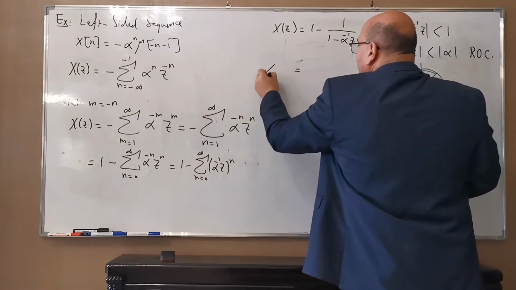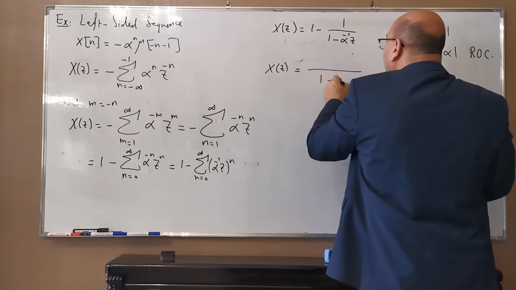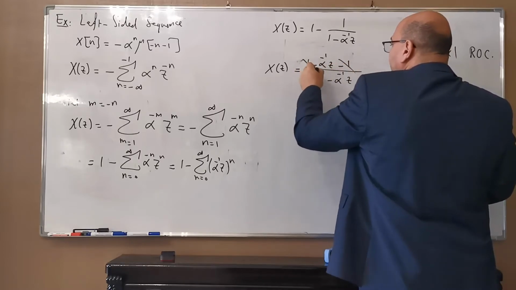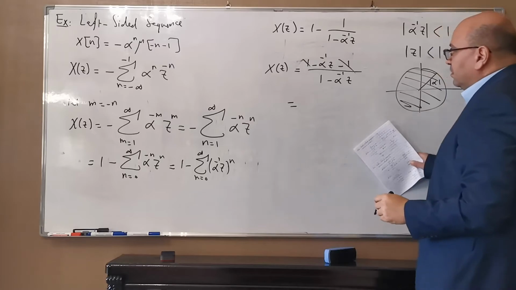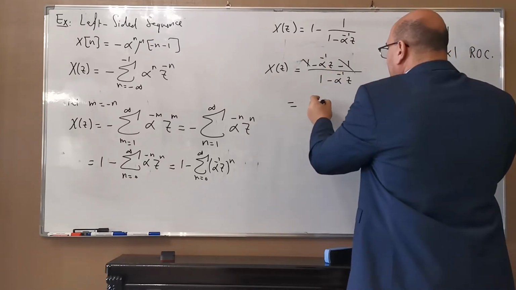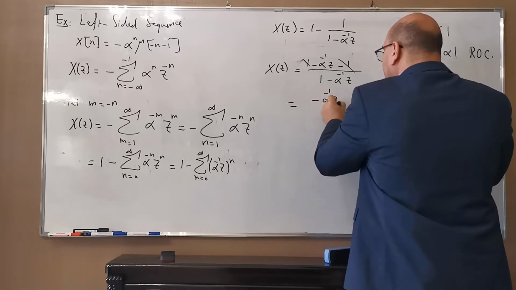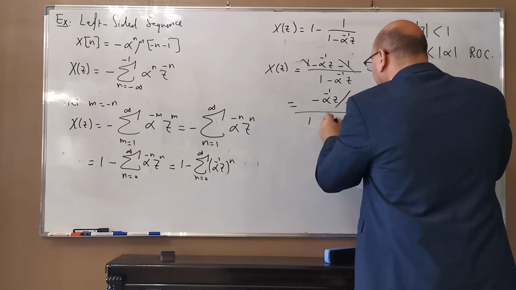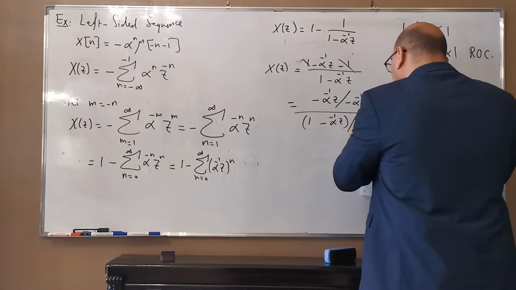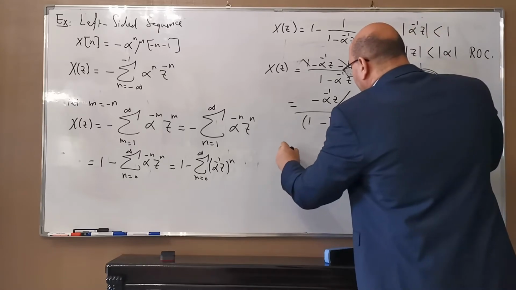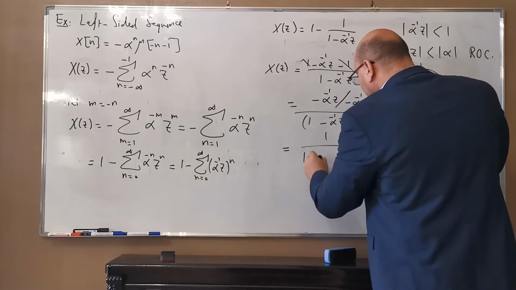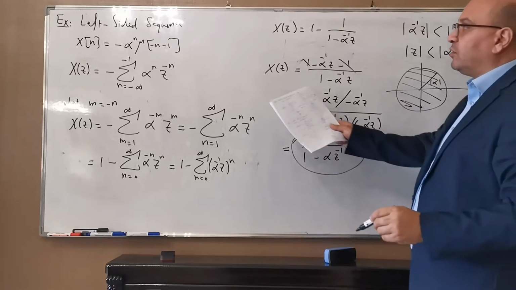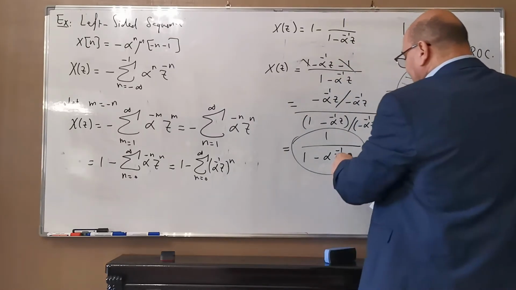But let's manipulate this x of z and take a common factor, 1 minus alpha inverse z. We have 1 minus alpha inverse z minus 1, so this one will be canceled. And let's divide the whole thing by minus alpha inverse z. So you end up with 1 over 1 minus alpha z inverse. This is exactly the same answer that we got for the right-sided sequence that we had before. This is exactly the same x of z.